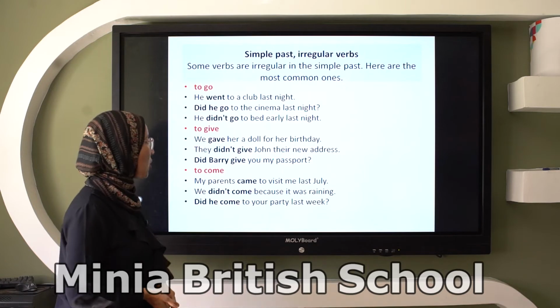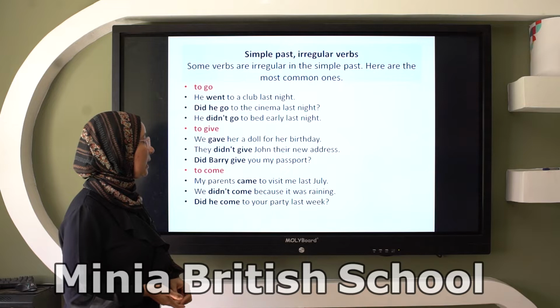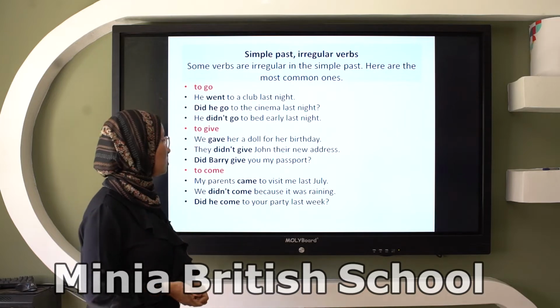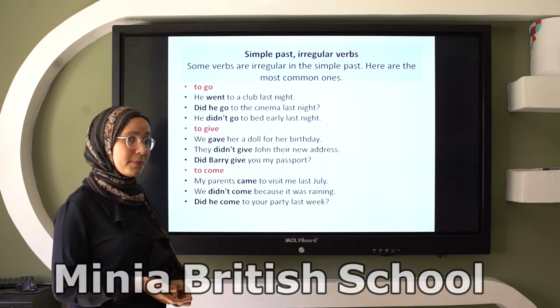The verb to give. We gave her a doll for her birthday. They didn't give John their new address. Did Barry give you my passport?